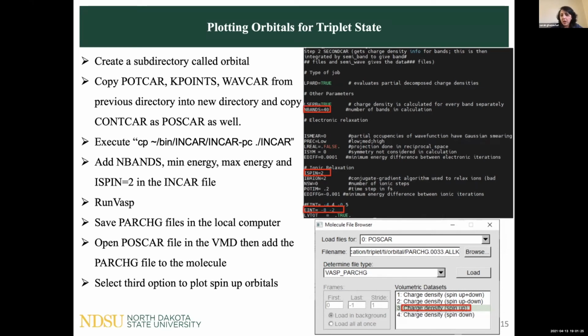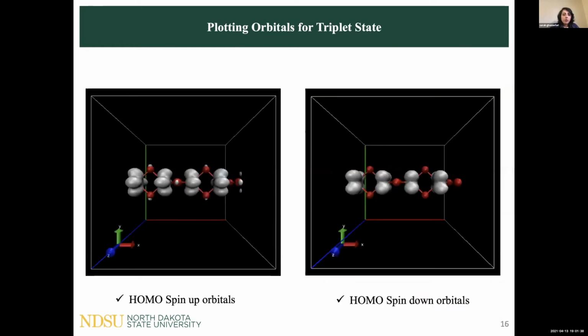As you can see on the right, for showing the different orbitals, you have 4 options: spin up plus down, spin up minus down, spin up, spin down. Here I'm going to show you the orbital for the spin up and down. So I select the third option. So you can see on the left the HOMO spin up orbitals, and then the HOMO spin down orbitals on the right. Thank you for your attention.